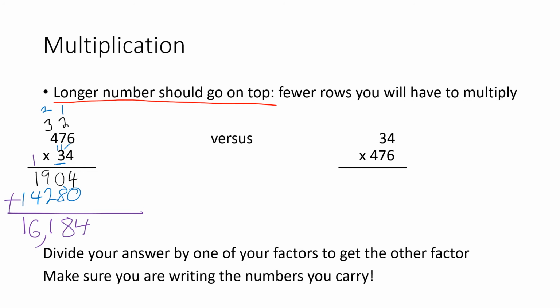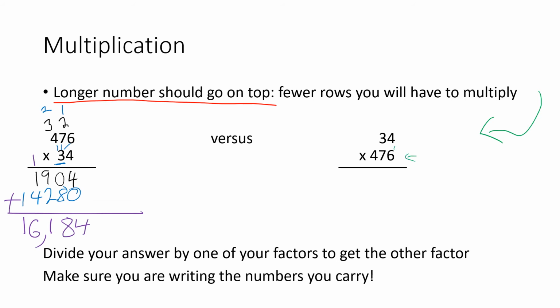So let's look at why our problem on the left is better for us, easier for us, than the problem on the right over here. Because we have the same 2 numbers, 34 times 476, and our properties of multiplication tell us that the answer is going to be the same, however we line up our 2 numbers. But when we do our longer number on the bottom, we wind up with more rows and more potential for error. So let's start in our ones column with our 6 right here.